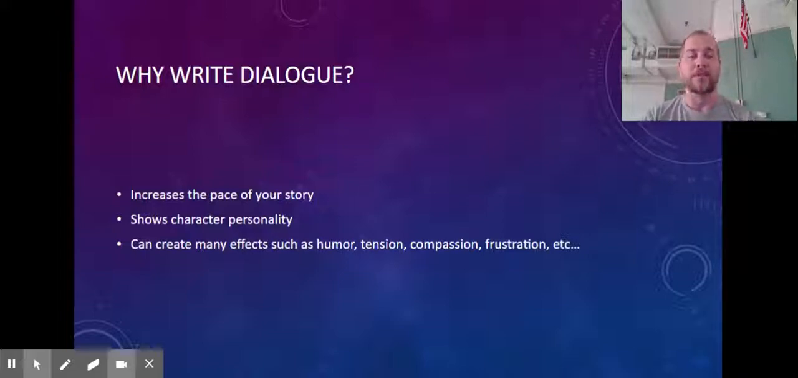And it can also be used to create many effects such as humor, tension, compassion, frustration, and other emotions, which can really add to your story. We are very verbal creatures and we talk to each other. Much of society works around conversations. And so that's why it's important to add dialogue to your story, those conversations between two or more people.